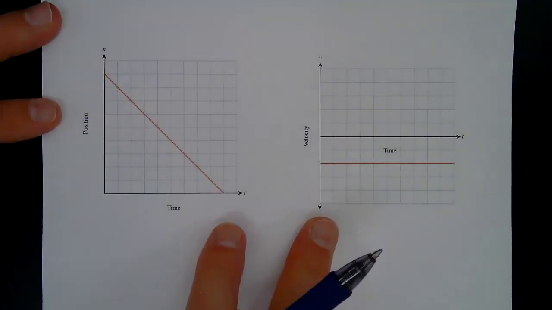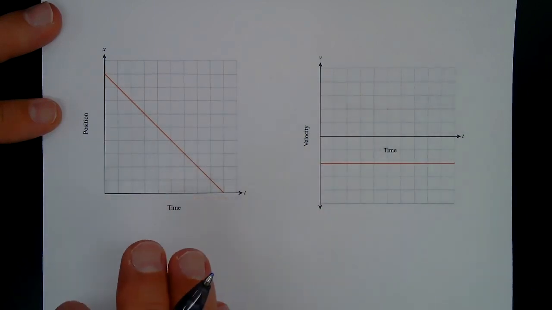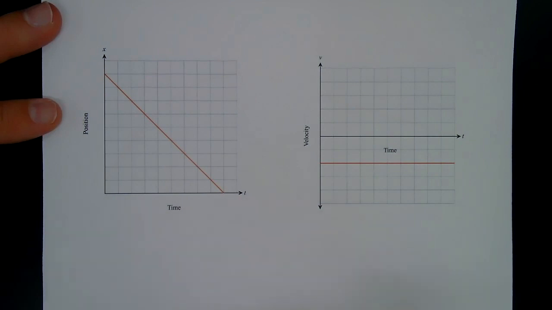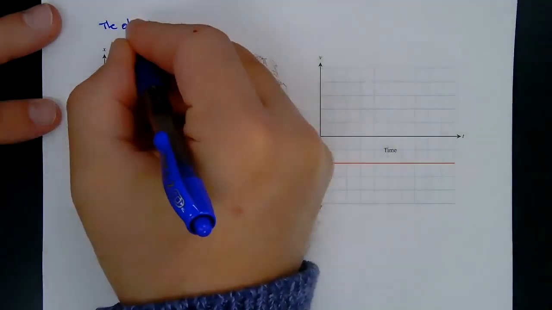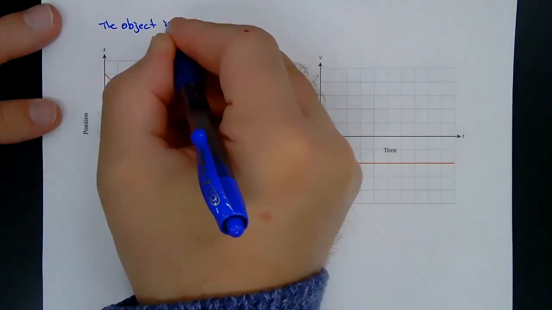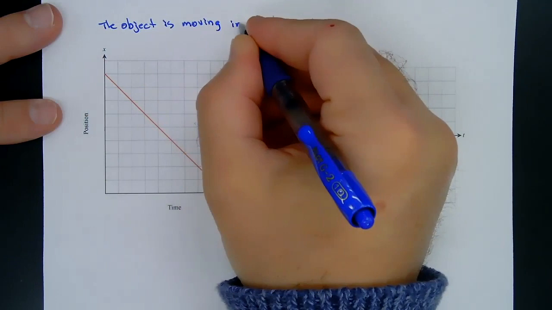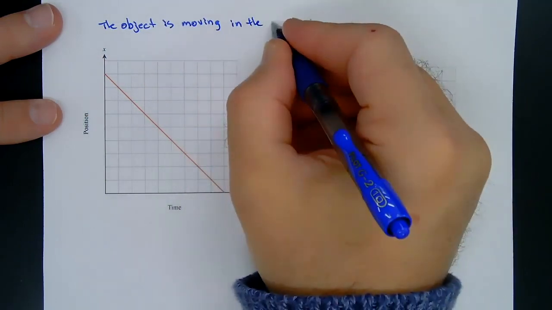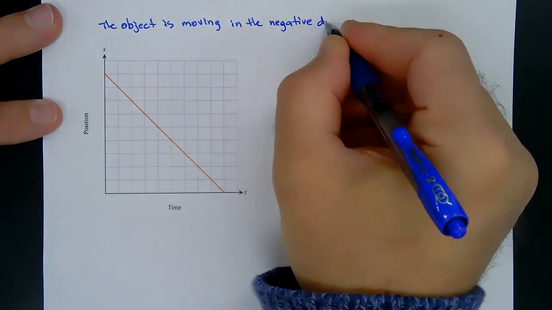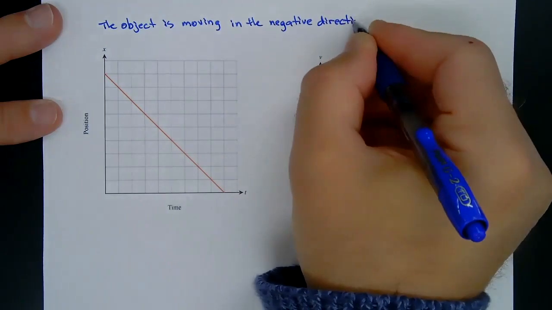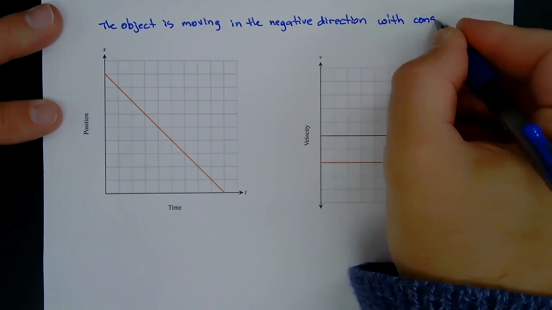So these two graphs right here, this position time graph and also this velocity time graph, are describing an object that's moving in the negative direction with a constant velocity. So the object is moving in the negative direction with constant velocity.